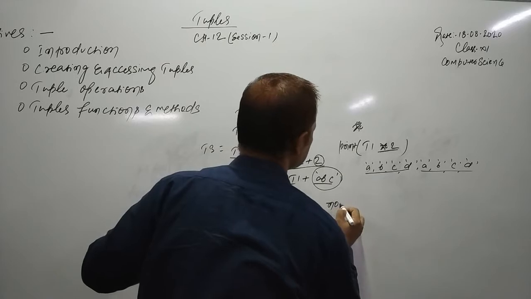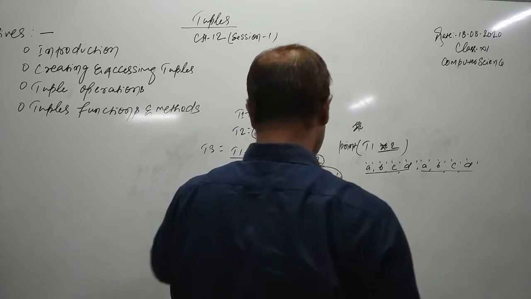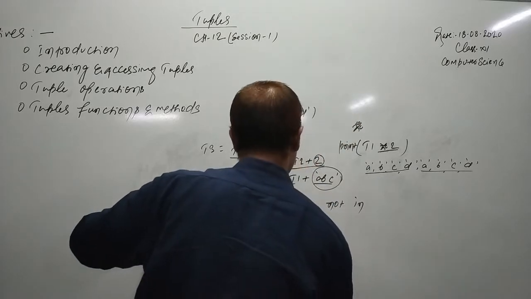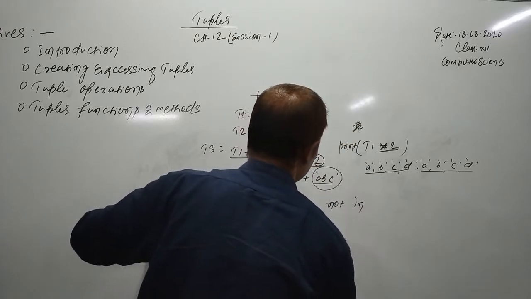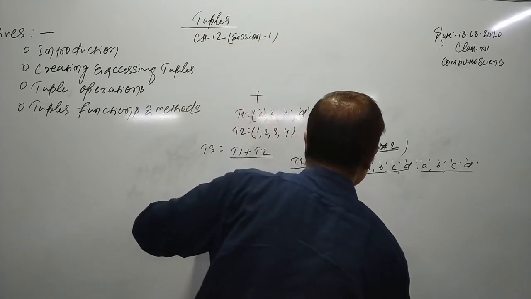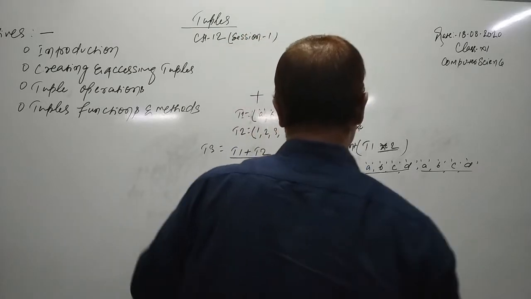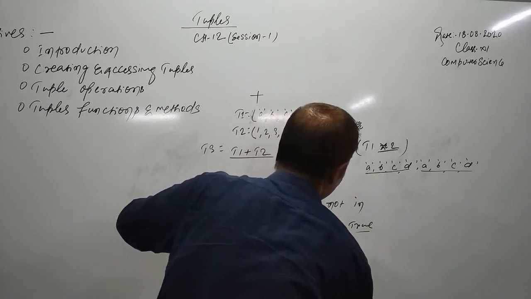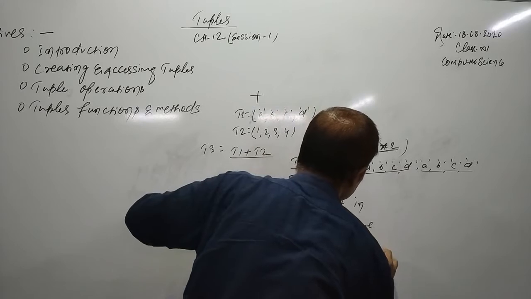You can use the in operator and not in operator. We have 2 things, in or not in. So you may ask something like A in T1. If someone says A in T1, what will you get? True as an answer, because this A is available. If you say A not in T1, it will give you false because it is there.